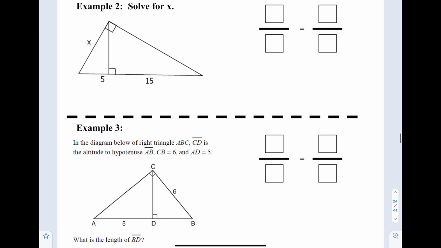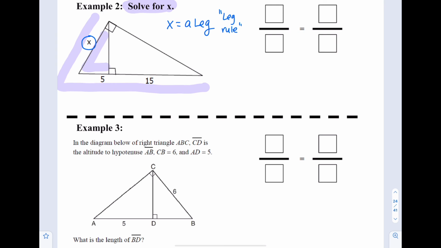So let's apply this in example 2. Solve for x. Notice that x is the leg and not the altitude here. The altitude is not marked, so we're not using the altitude rule. So it's the outside left part of the big right triangle. X is the leg. And so we're going to be dealing with that small right triangle inside in the left-hand part, highlighted in purple here, and the big right triangle here. Now the big right triangle and the small right triangle both share the leg x, so that's our geometric mean.